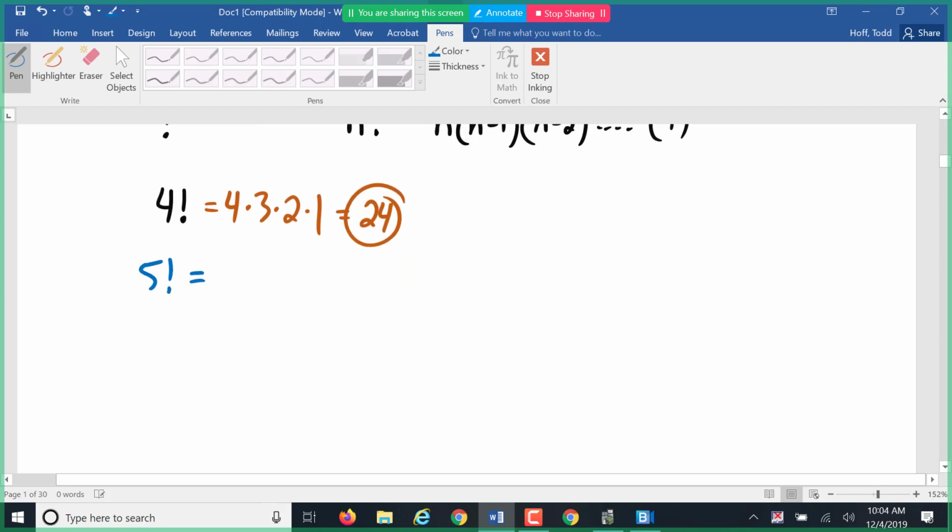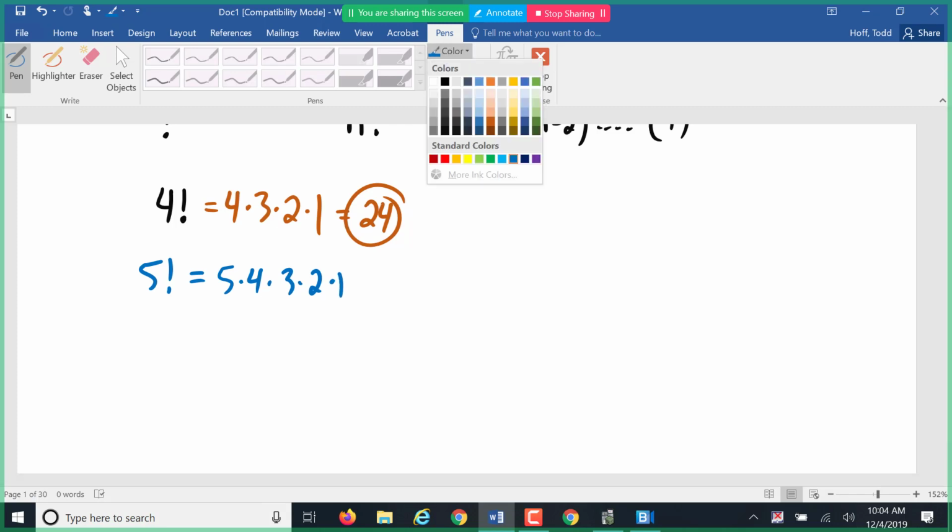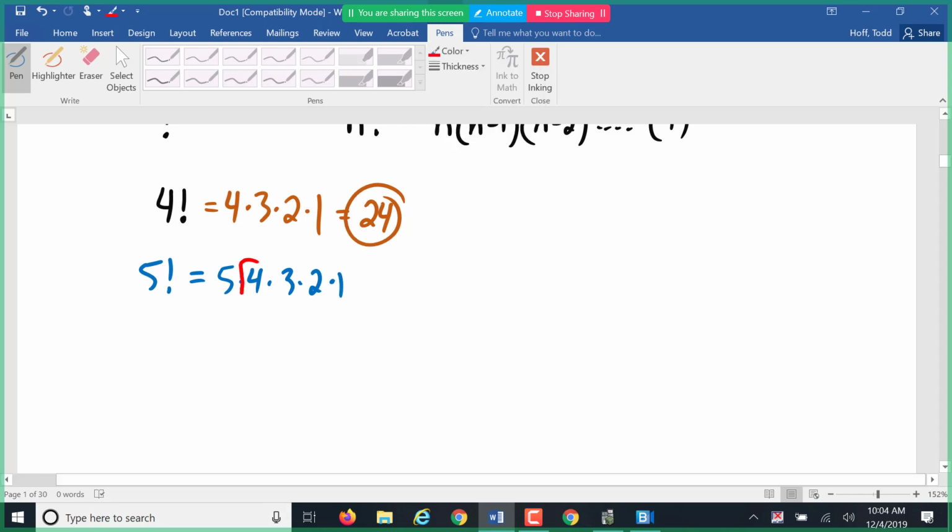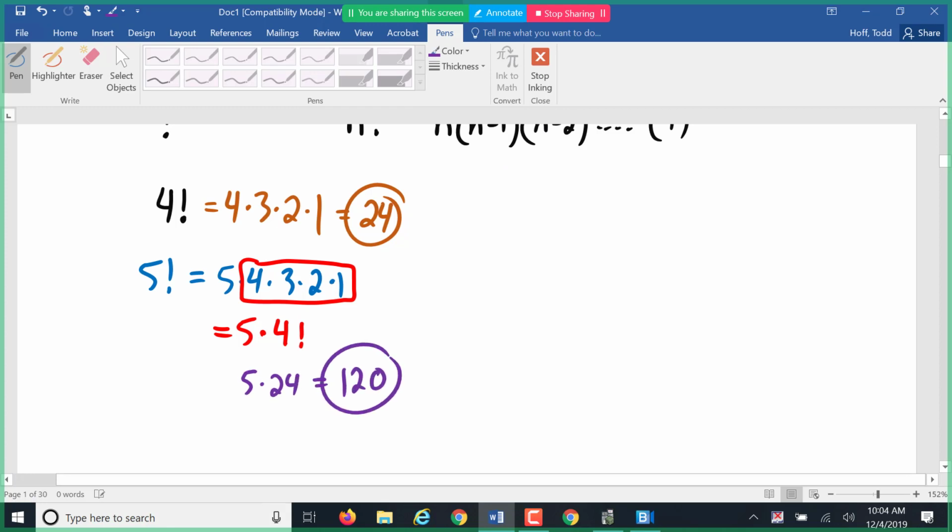5 factorial, I could start by doing 5 times 4 times 3 times 2 times 1 if I wanted to, and I could calculate that out. Or I could realize that, hey, if I start right here, that's just 4 factorial. So 5 factorial is equivalent to 5 times 4 factorial. And since I already know the 4 factorial, that's just 5 times 24, or 120. So I don't have to go ahead and multiply all that out, starting at 5 working down.